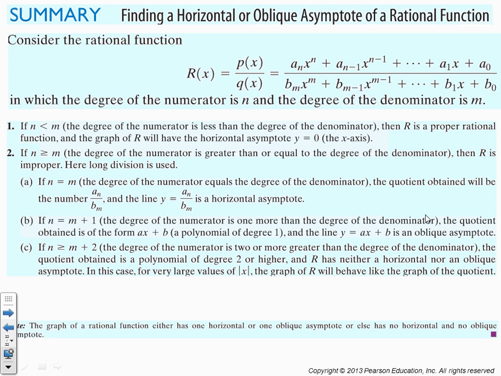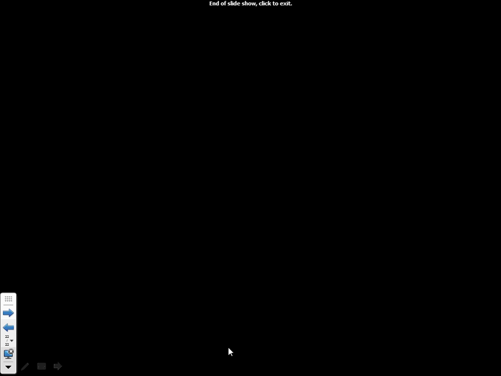If n is 1 degree higher than m, then the quotient will be a line, ax plus b, and that line, y equals ax plus b, will be an oblique asymptote. If n is 2 degrees or more greater than m, our numerator is 2 degrees or more greater than the denominator, then we'll have a second degree polynomial when we do the division, and it won't have a horizontal or oblique asymptote. And that's it for today.